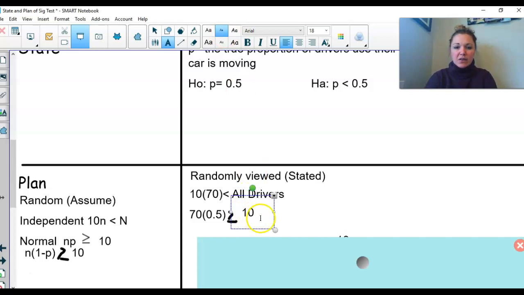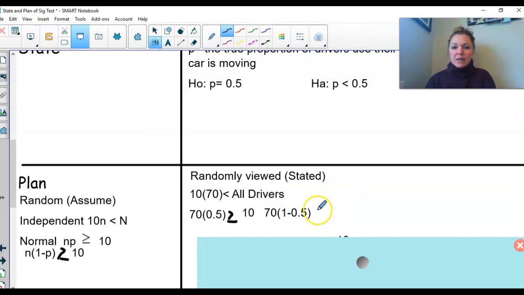And then also, right, 70, so this is the n times p we just did. Now we need to do n times 1 minus p. So that's 70 times 1 minus p. That has to also be greater than or equal to 10. Check, check, and check. We met our conditions.